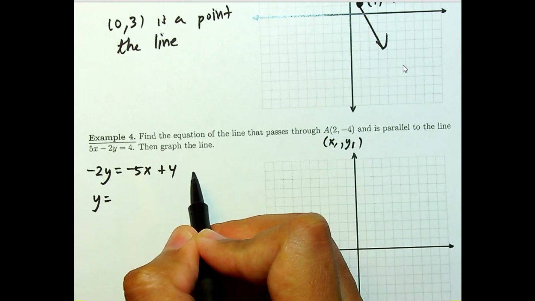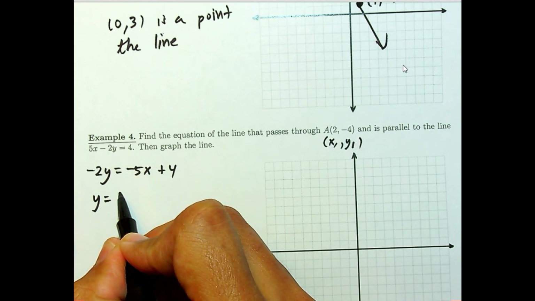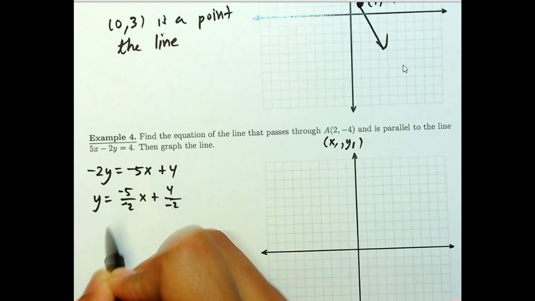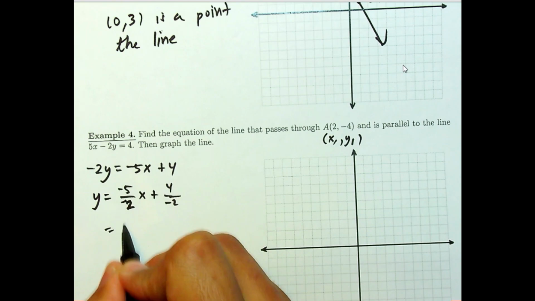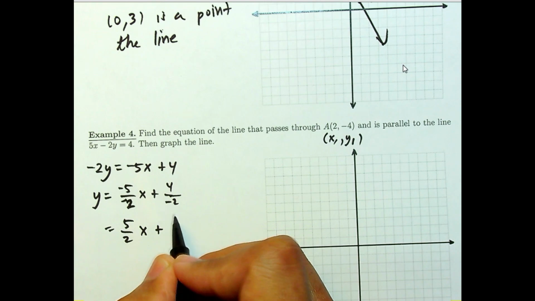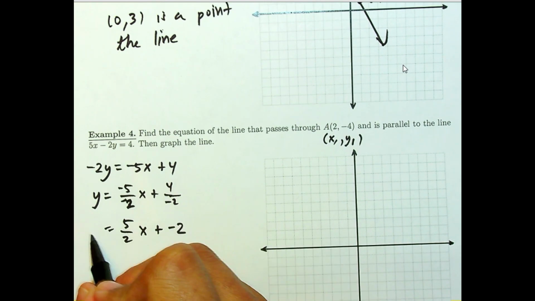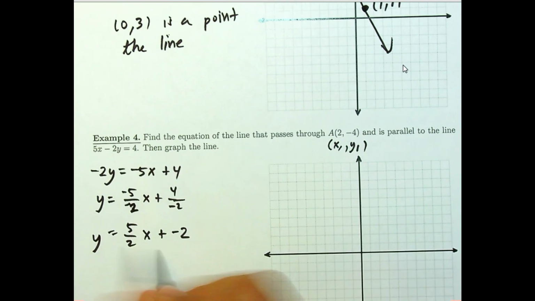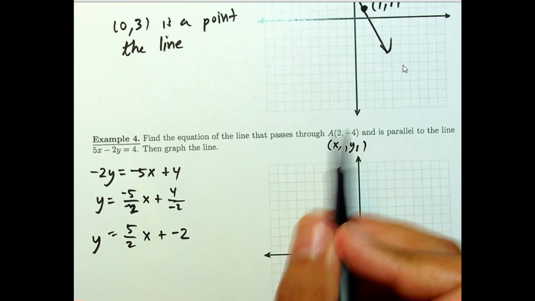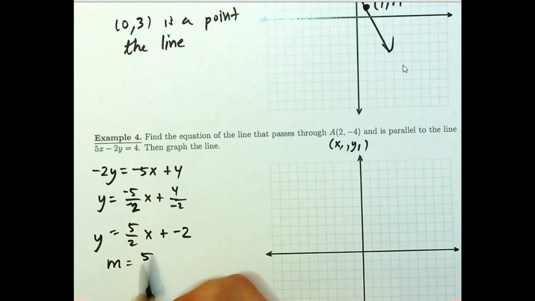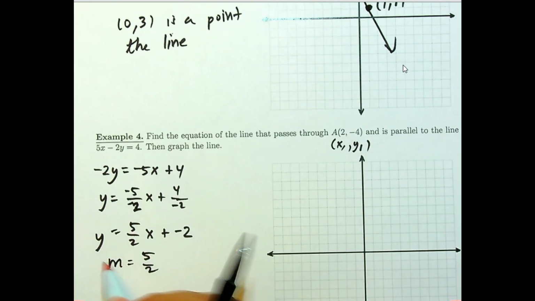Remember, everything gets divided by -2. So we're going to have -5 over -2 x plus 4 divided by -2. So really simplifying, this is positive 5 halves x, and then 4 divided by negative 2 is negative 2. So that is the equation of the line. Oops, that's my bad. That's not right. This is the equation of the line that is parallel to the one we're looking for. So now that we solved for y, that means the m is 5 halves. That's the m.